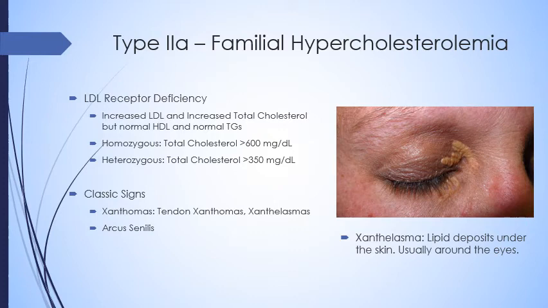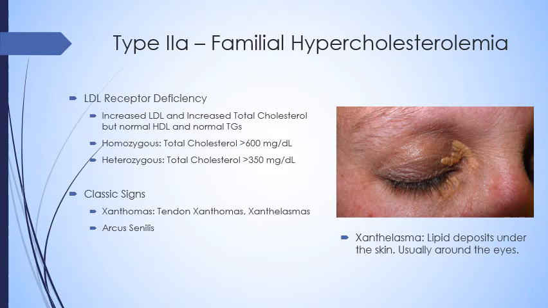If you're homozygous for this trait, then you tend to have a total cholesterol greater than 600. Those that are heterozygous tend to have just 350, but you can see these are extremely high numbers. And it's not related to diet and exercise or anything like that. Those help modify those numbers, but even those patients that are doing well with diet and exercise are going to have these high numbers, so you have to treat appropriately.